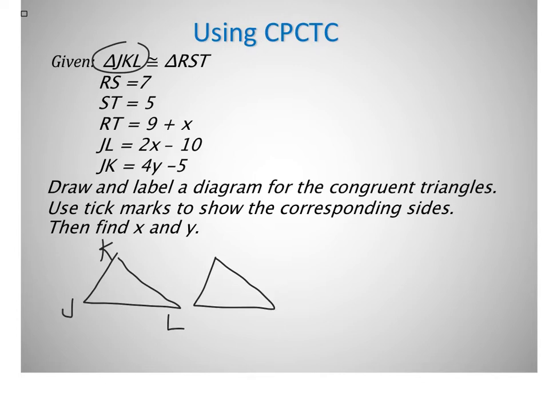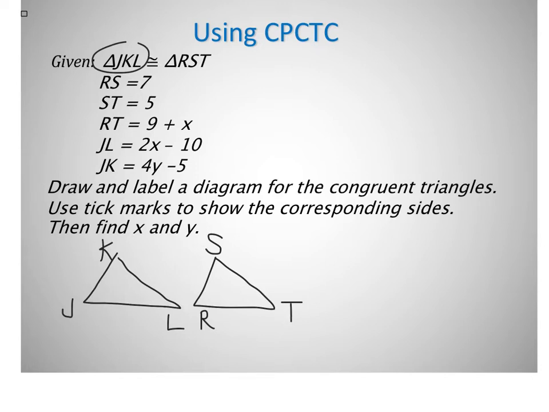How did I know that? I didn't. I could just label it any way I want. That is my prerogative. It's my choice. But now the second triangle, I want it to be in the same order as the first one. So because I put J in the bottom left corner, I'm going to put R in the bottom left. Then I went up to K, I'm going to go up to S. I went down right to L, now I'm going to go down right to T.